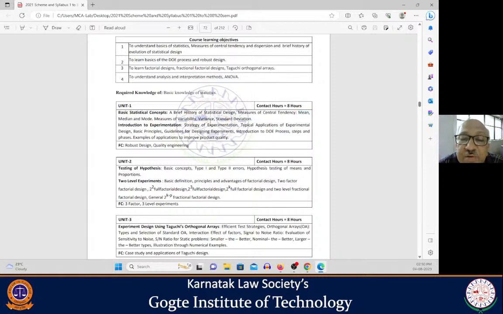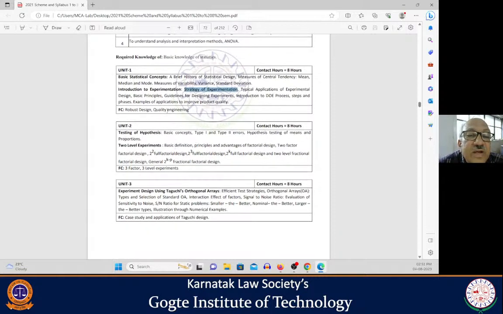Then introduction to experimentation is another part of unit 1. Here how experimentation is done is usually discussed, and different methods of conducting experiments are discussed, and applications and basic principles and guidelines for experiments are discussed in this. That is about unit 1, and unit 2 is testing of hypothesis, and type 1 and type 2 errors.